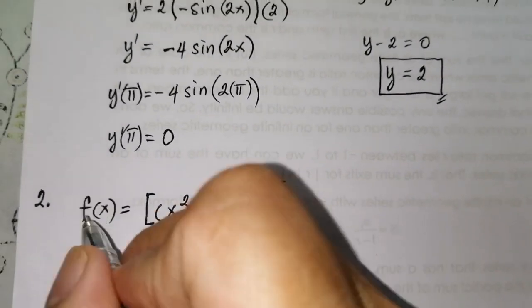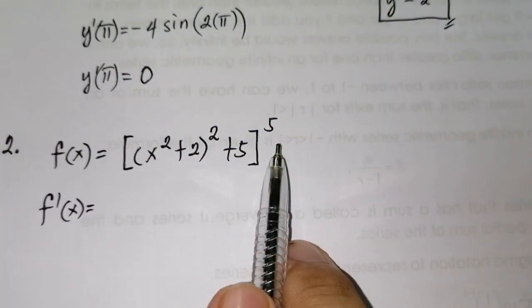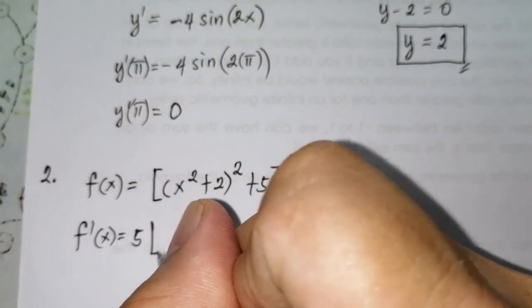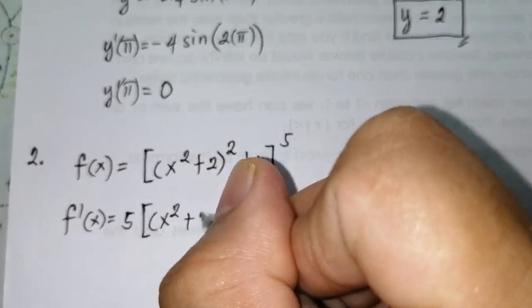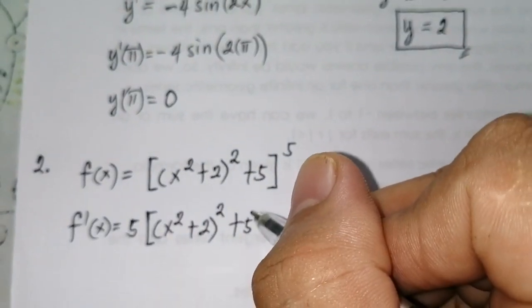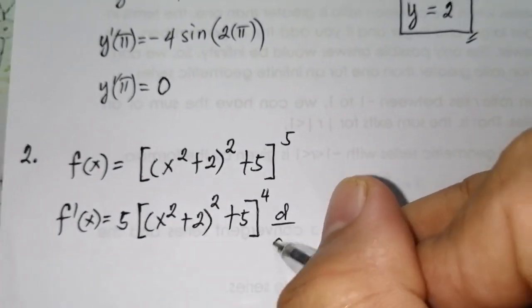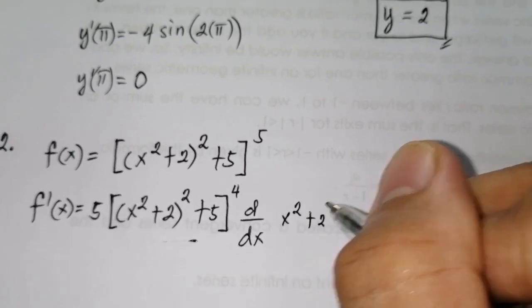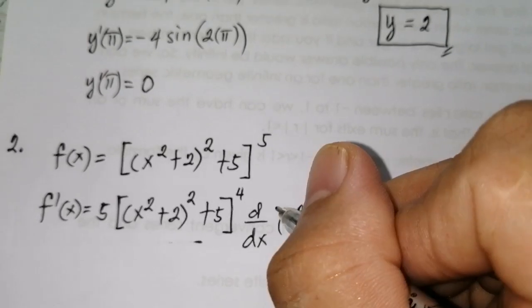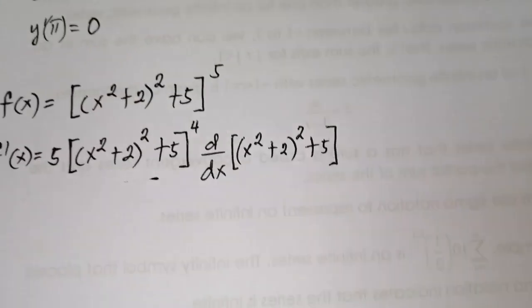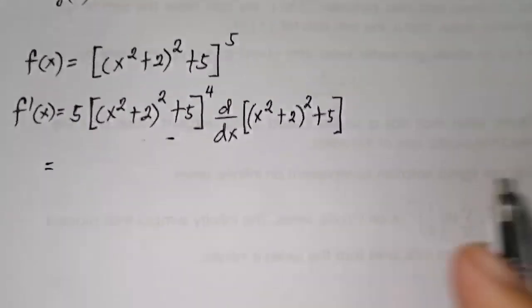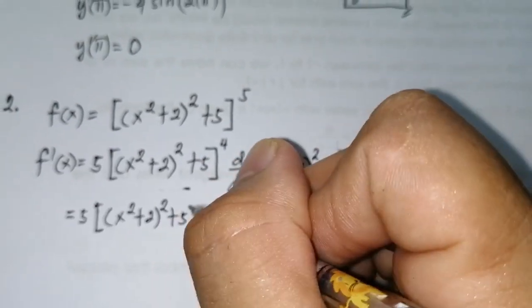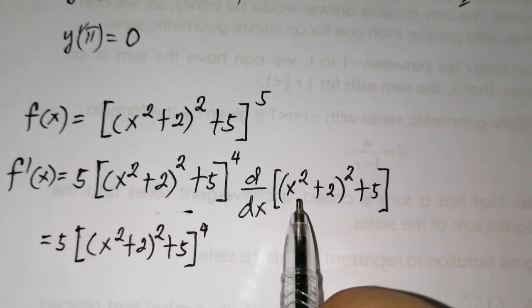So get the derivative of f of x. So this will become f prime of x is equal to take the exponent 5, then multiply to this. The exponent would be 5 minus 1, which is 4. So this will become 5 times the quantity of x squared plus 2, quantity squared plus 5 raised to 4 times d over dx of ito yung nasa baba. So get the derivative of that. So that's x squared plus 2 quantity squared plus 5. Okay, so copy. So this is 5 times the quantity of x squared plus 2 squared plus 5 raised to 4 times the derivative of this.